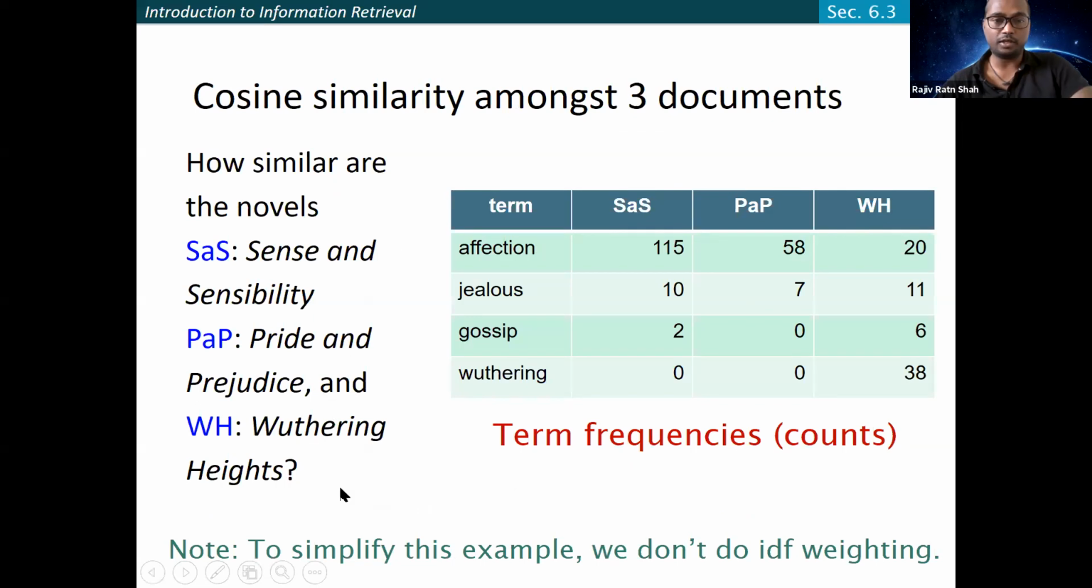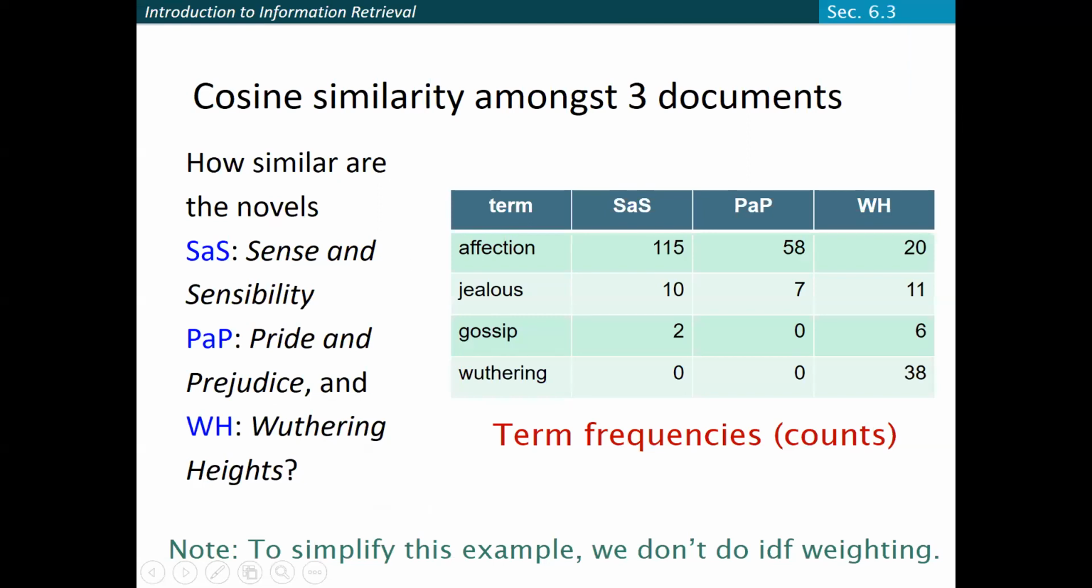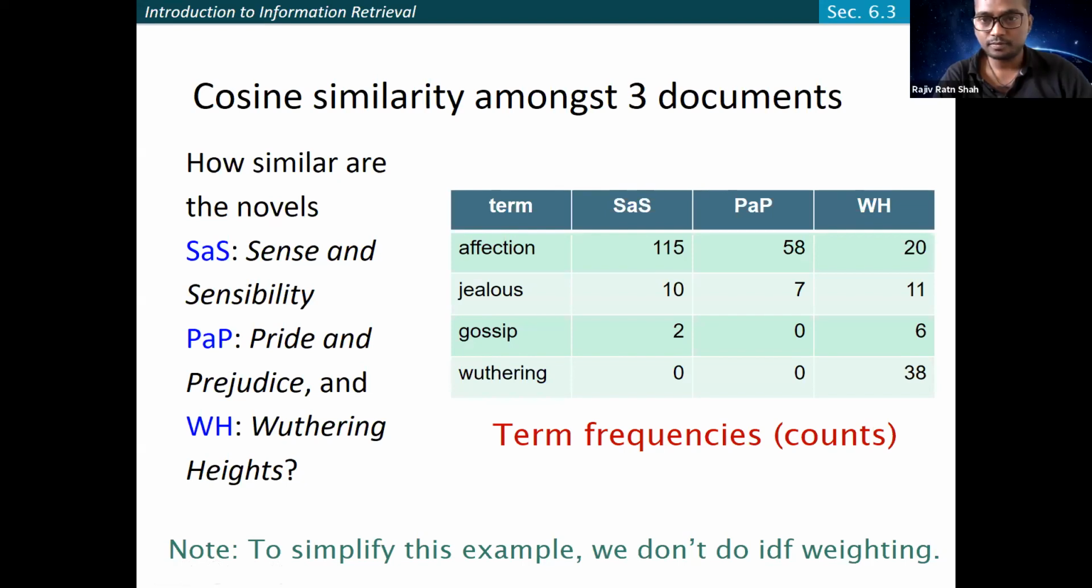Similarly, the WH. Has anybody read these novels? Anyone? Not relevant to the IR, but in general. Yes, sir, Pride and Prejudice. So who is the author of the first one? The second one is Jane Austen. The first one is also Jane Austen. Very nice. And how about the third one? Emily Bronte. Okay. Is it true? Yes, sir. Okay, nice.